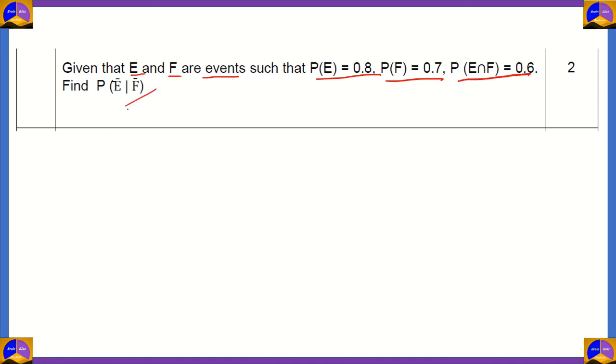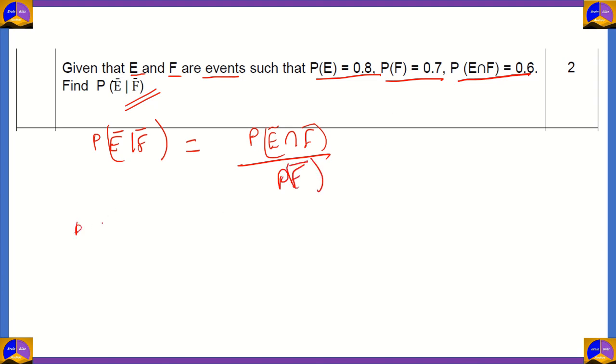Our question is to find out P of E bar intersection F bar. E bar means the event that E does not occur, and F bar means the event that F does not occur. Now, P of E bar given F bar can be written using the formula P of E bar intersection F bar divided by P of F bar.